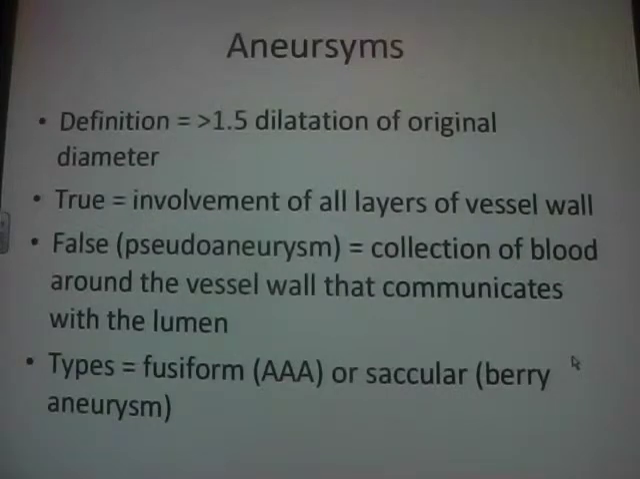Okay, so aneurysms, your definition is greater than 1.5 dilatation of original diameter. So, for example, your abdominal aorta, sort of 2 to 3 centimetres in the average person, so more than 3 centimetres is normally considered an aneurysm in your aorta, and then 5 centimetres is when it's really significant. So a true aneurysm is involvement of all layers of the vessel wall. So anyone know the layers of the vessel wall? Yeah, intima, media and externa. And then false, which is much more unusual, is a collection of blood around the vessel wall that communicates with the lumen.